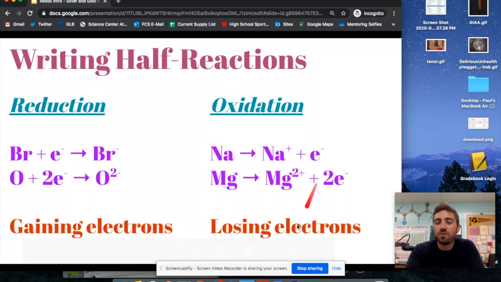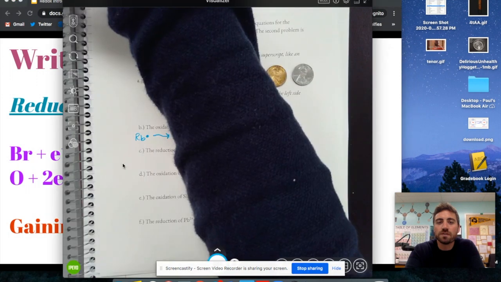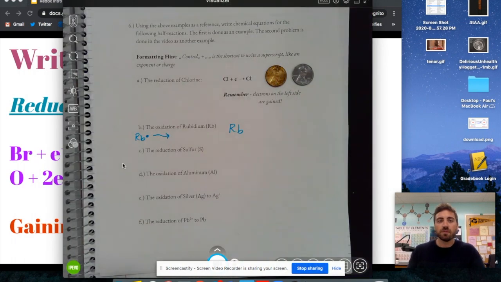So let's do one from your worksheet together. I think that might be helpful. So if you want to do this right along with me, that's fine. If you want to just watch it and do it later, that's also cool. We can see the first one's already done as an example, but the second one is asking us to do the oxidation of rubidium.